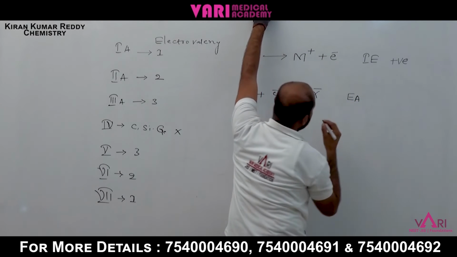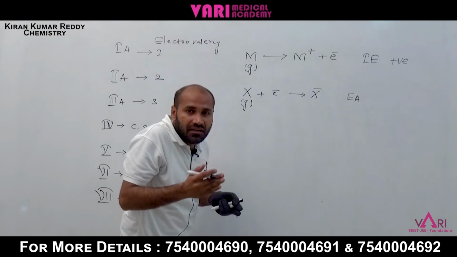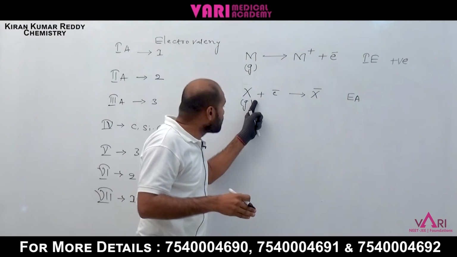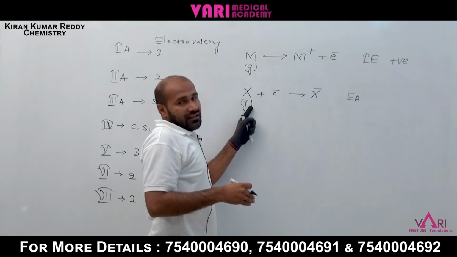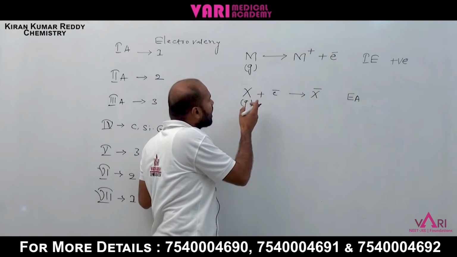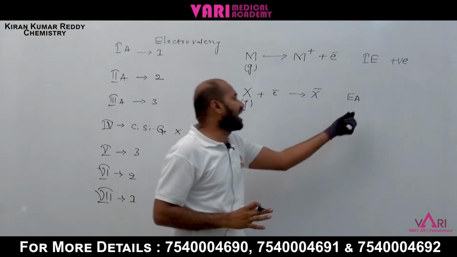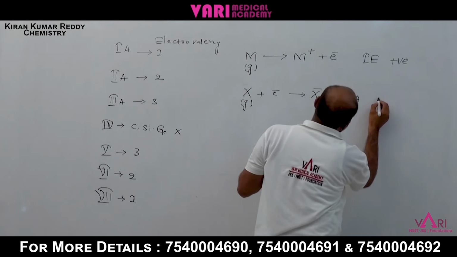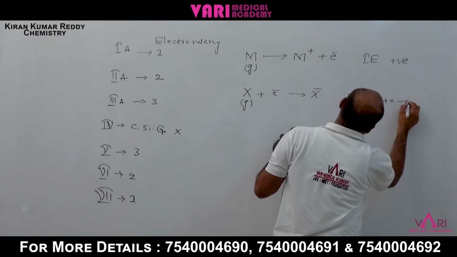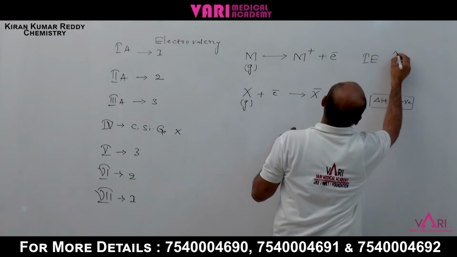Now here is electron affinity. What is electron affinity? The amount of energy released to add an extra electron in the outermost orbital or outermost shell of a gaseous neutral isolated atom, that is called electron affinity. For electron affinity, delta H is negative. Here for ionization energy, delta H is positive.